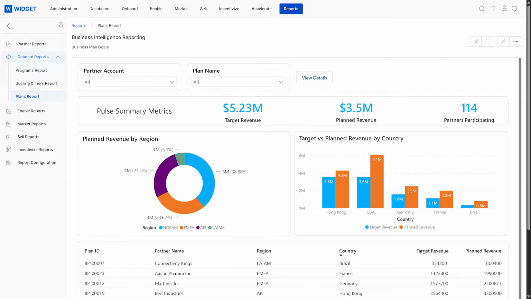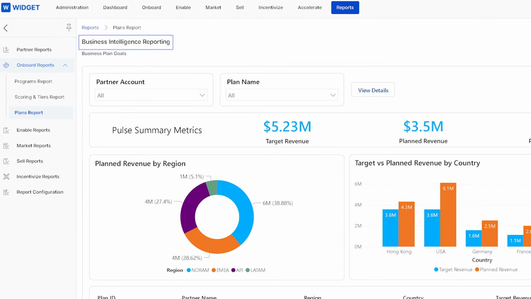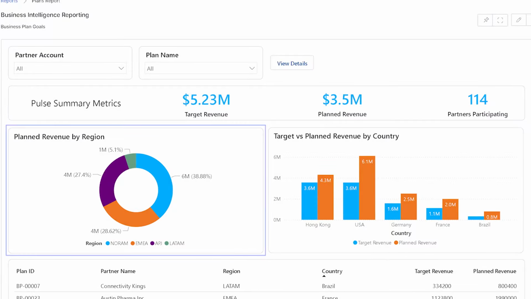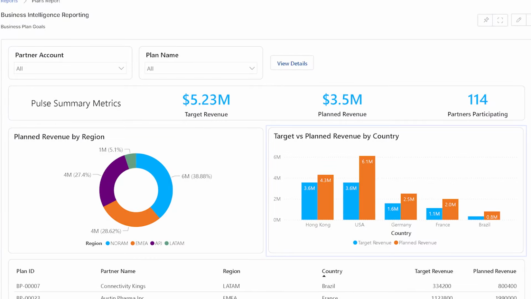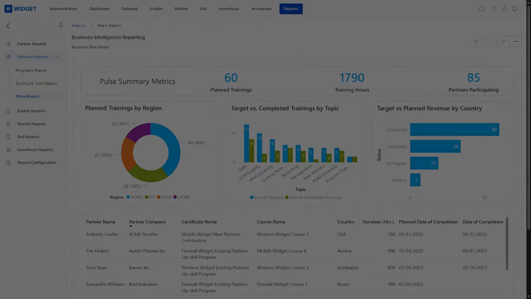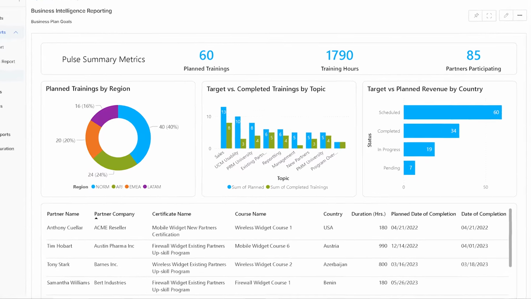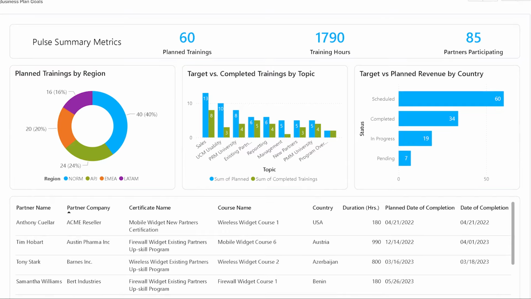Plan reports are available only to administrators, providing business intelligence across all partner plans, goals, and execution. Track planned revenue by region and compare target versus planned revenue by country to identify gaps and focus investments. Monitor planned trainings, training hours, completion progress, and drill into partner-level training performance.